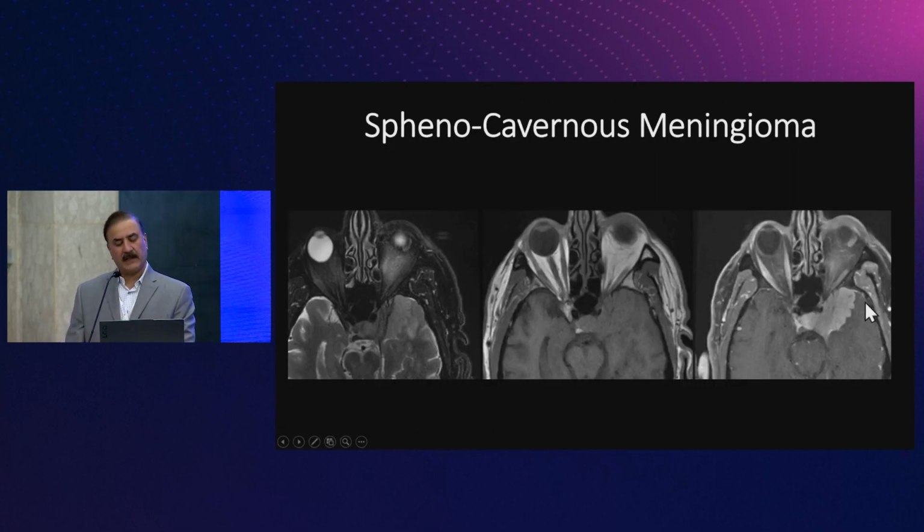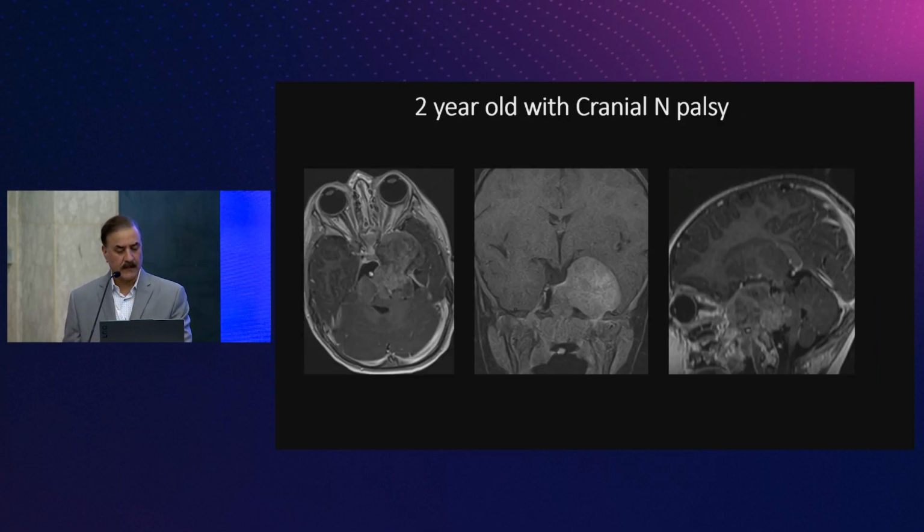This is a typical example. Spheno-cavernous meningiomas are very, very bad meningiomas to treat. You can take care of the sphenoid wing part, but they can't really scrape it off from the cavernous sinus, and they leave it there, and then the patient has to undergo follow-up imaging for years and years just to see if it's growing or not.